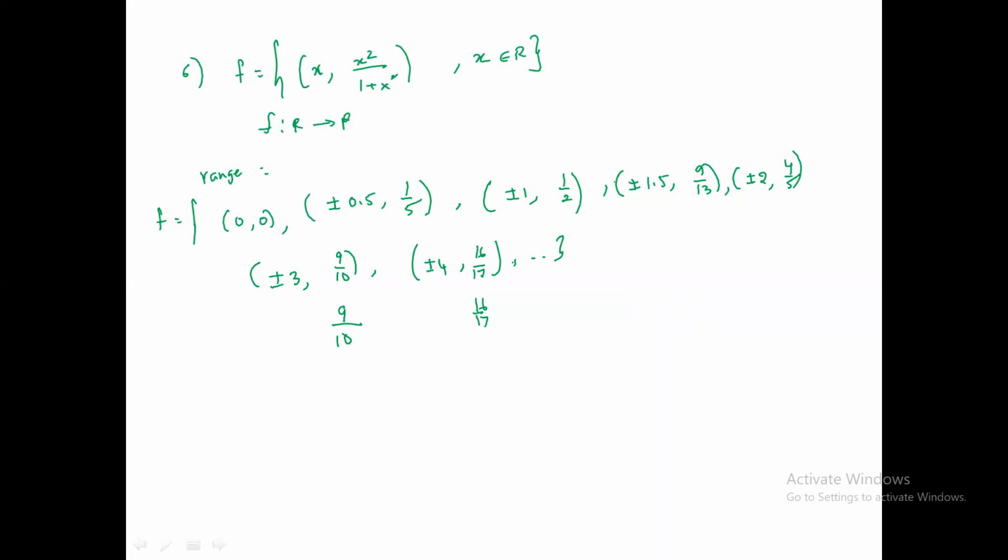Because you have to find the range, you can observe these y's: 0, 1/5, 1 by 2, 9 by 13, 4 by 5. The range, or the y's, are starting from 0 and going up to 1. 1 is not reached.